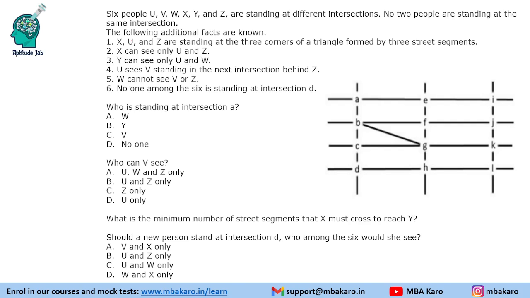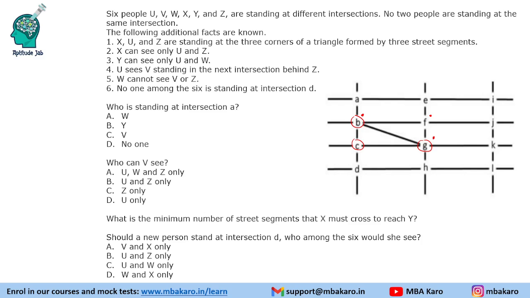Now the first condition says X, U and Z are standing at the three corners of a triangle formed by three street segments. So these three corners could be B, C, G or it could be B, G and F. So these are the two possible ways of making triangles in these segments. Next it says X can see only U and Z, Y can see only U and W. U sees V standing in the next intersection behind Z.